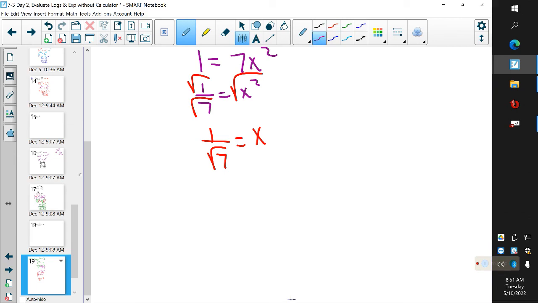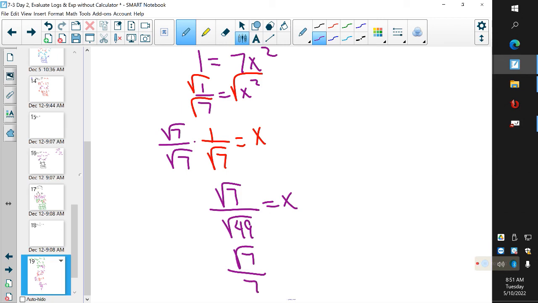Then I have to rationalize this because I can't divide by a radical. So I need the square root of 7 underneath there to give me the square root of 7 over the square root of 49. The square root of 49 is 7. And that is your answer. That is how you do problem number 27.